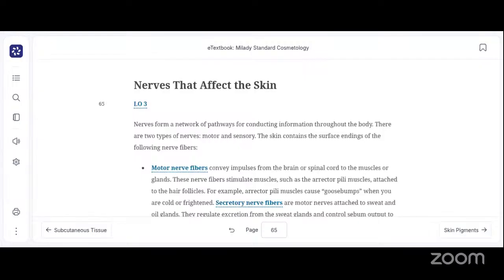The next pair of motor nerves attach to sweat glands and oil glands. They secrete. These are called secretory nerve fibers. So they don't need our permission to do that. They just naturally push oil and sweat out to the top. Okay. Oil is called sebum. All right. So some people have oily skin. Some people have normal skin. Some people have dry skin. All of that tells me how much sebum, how much oil your body produces.